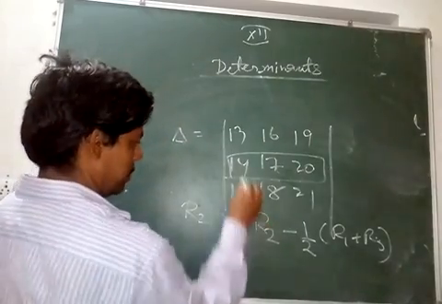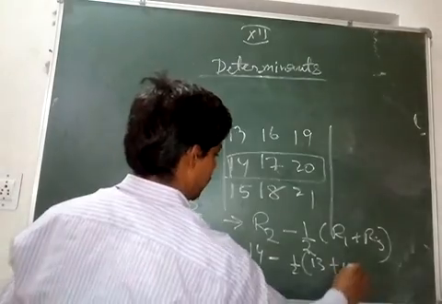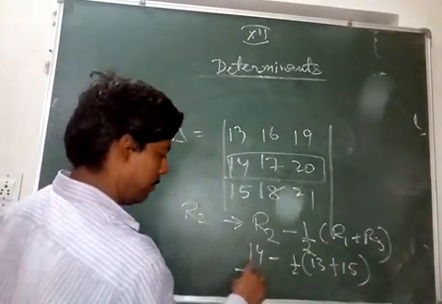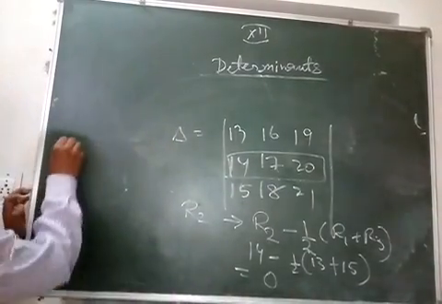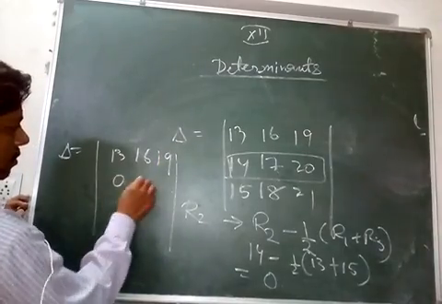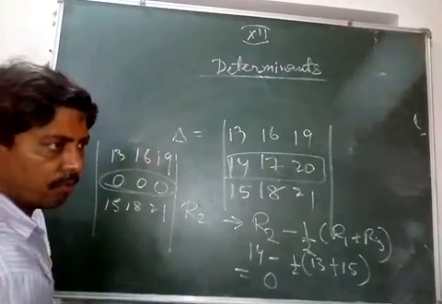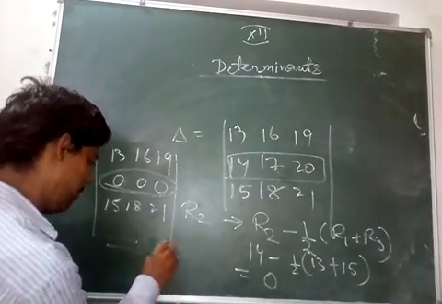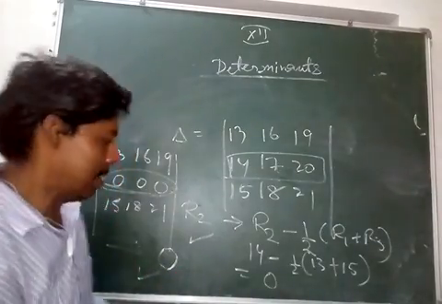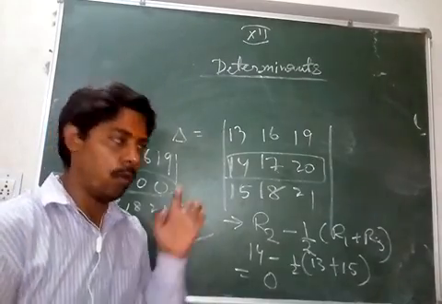As you can see, just check for this. Row 2 is 14 minus half of 13 plus 15. Now 13 plus 15 is 28. Half of 28 is 14. 14 minus 14 is 0. So this will become delta is equal to 13, 16, 19, 0, 0, 0, 15, 18, 21. Even if one row is 0 or one column is 0, the determinant will be 0. So using this simple transformation, we have completed this delta, right? So this property is maximum used. This is called row transformation or column transformation.